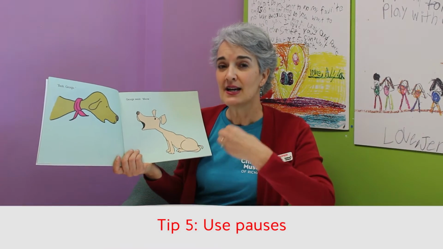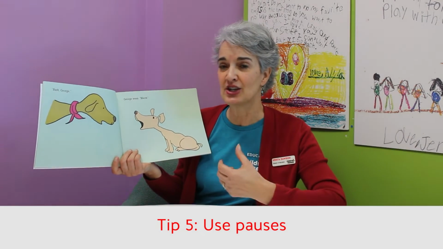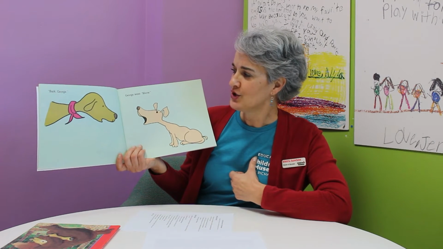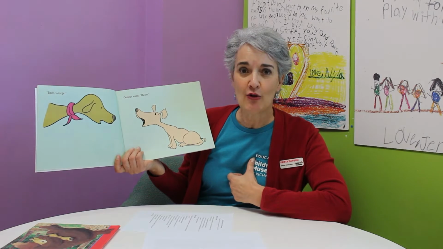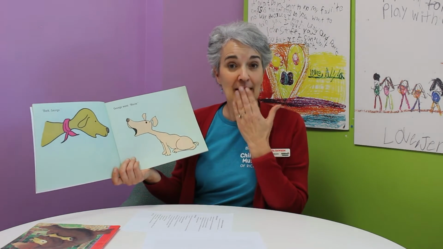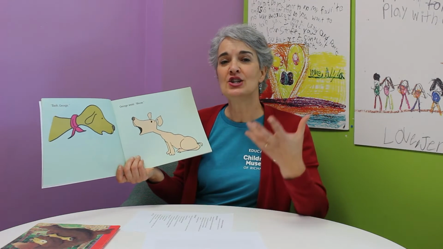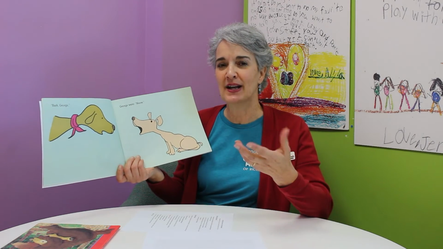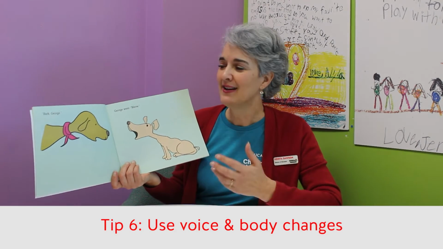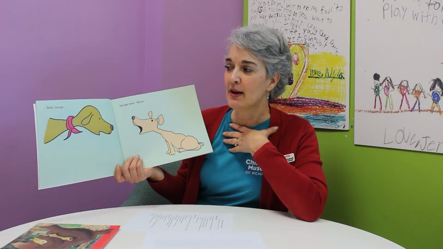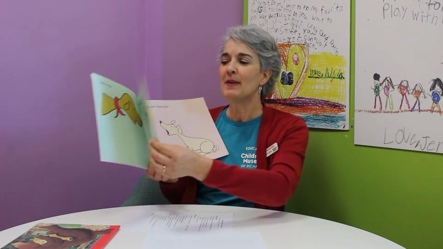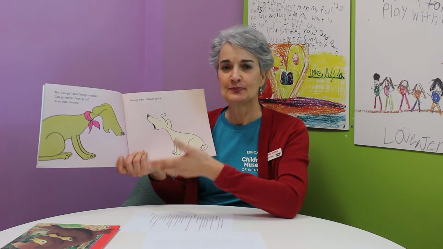So use those powerful pauses to help bring the anticipation into the story as well. Bark, George. George went, meow. And see how I use my body to help relay my surprise? I'm going to use that to keep the engagement, changing my voice for the meow. It doesn't work as well if I say, Bark, George, George went meow. So think about that as you're sharing the story too.